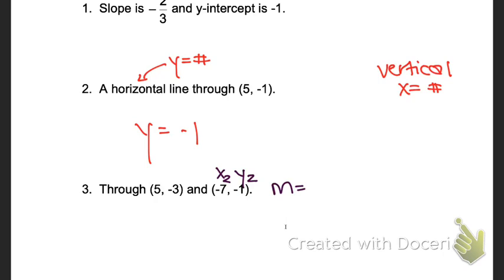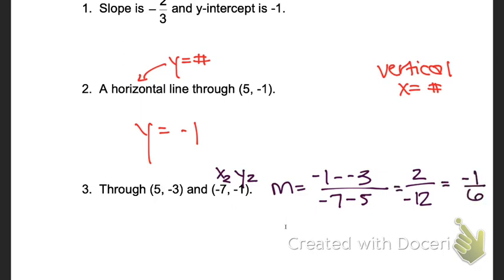So you can do, for your slope, -1 minus -3 over -7 minus 5, or you can flip both of those and do -3 minus -1 over 5 minus -7. Either way, you should get the same slope. Okay, remember minus a negative turns into a plus, so -1 plus 3, get 2 over negative 12, reducing our slope to negative 1/6.